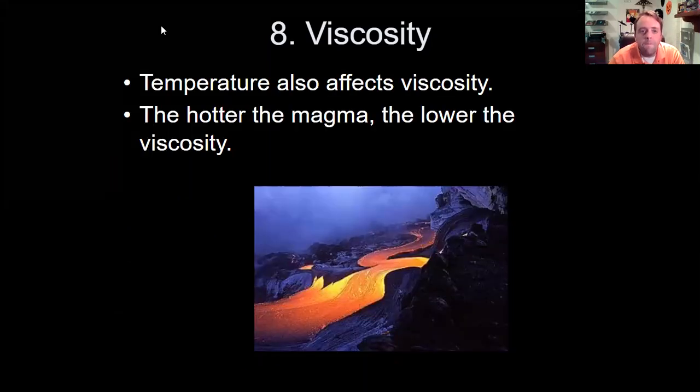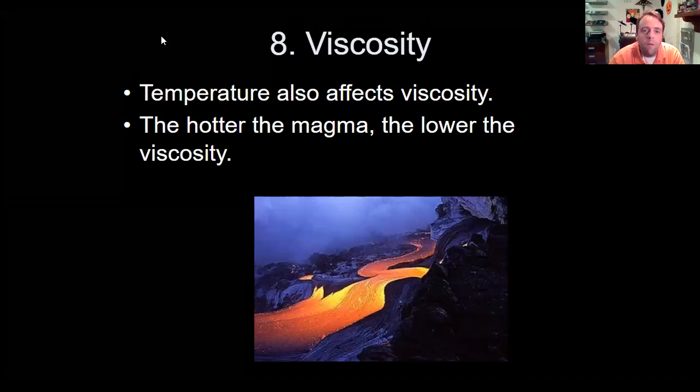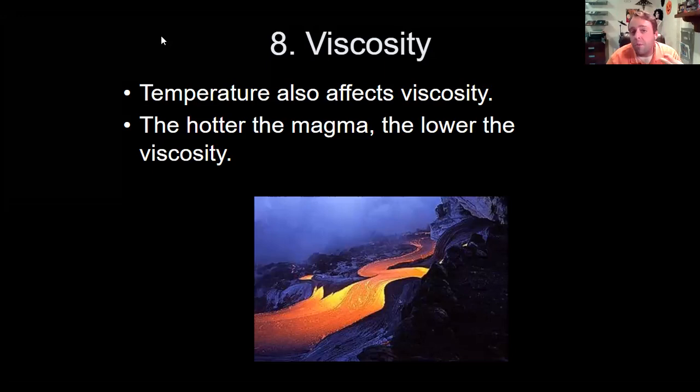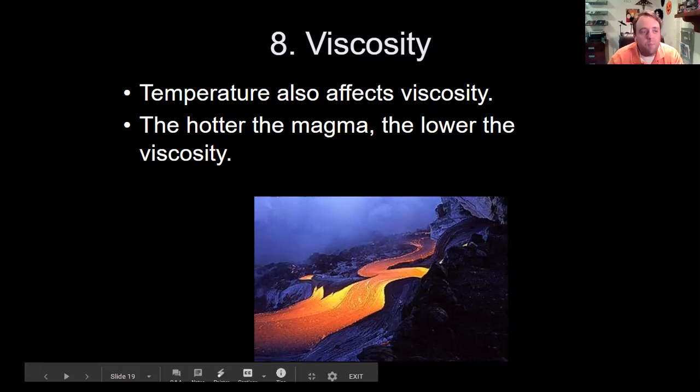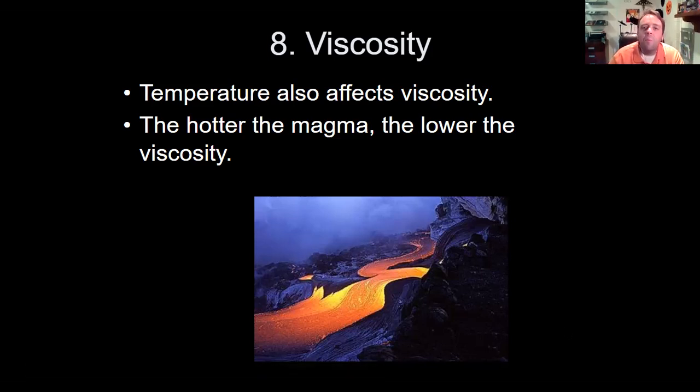All right. Temperature can also affect viscosity. The higher the temperature of the magma, the more smoothly it can flow, especially places like Hawaii where you can actually see these lava flows. It's very hot, but because of the low silica content, it can flow very easily.